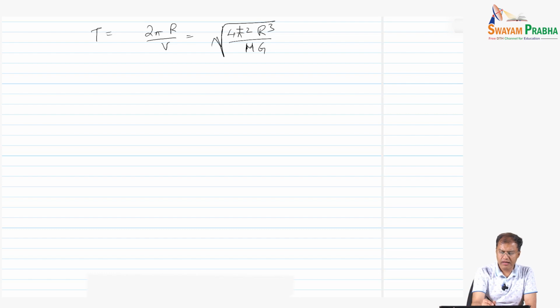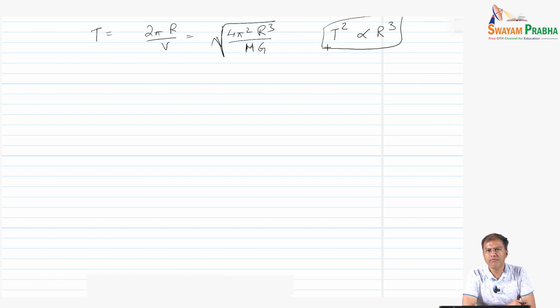And we see that here T square is proportional to r cube, and this is one of the famous laws that if you have satellites which are orbiting and showing circular motion, then the period square is proportional to the cube of the radius. This is the so-called Kepler's third law. Kepler's third law. Okay.